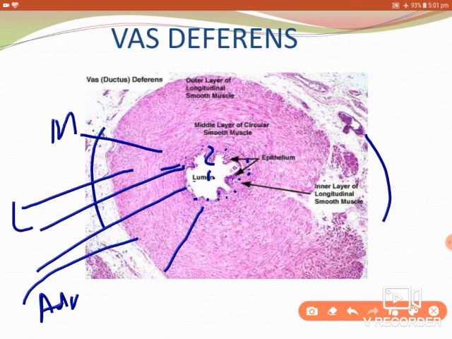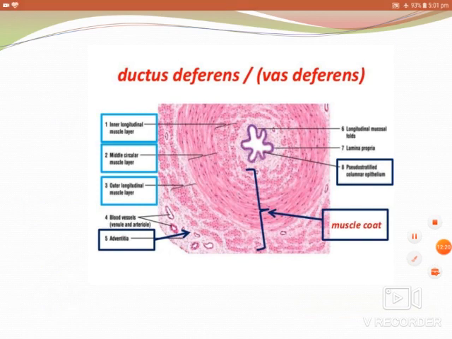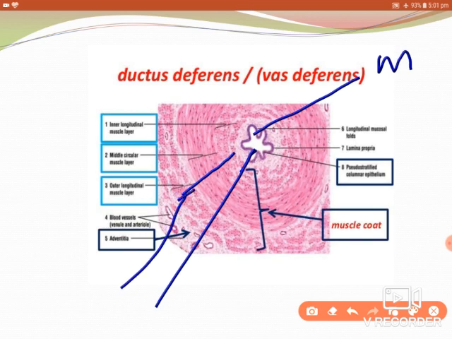You can understand better in the next figure. Here is also a view of the vas deferens, or ductus deferens. From the inner region to the outer, the layers are: this is the mucosa, and then this layer is the muscularis. From here to here is the muscularis layer. Then the outer layer is the adventitia.